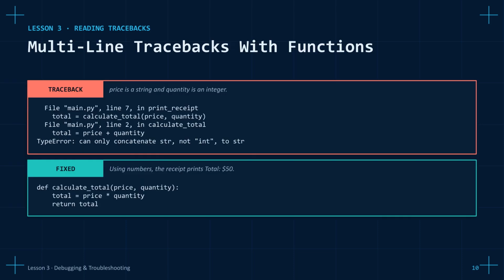Tracebacks get longer when functions call other functions. Read this one from the bottom. A type error from trying to concatenate a string and an integer. The lines above trace the path, showing exactly where the data types collide. The fix is to multiply the numbers instead of adding mismatched types.